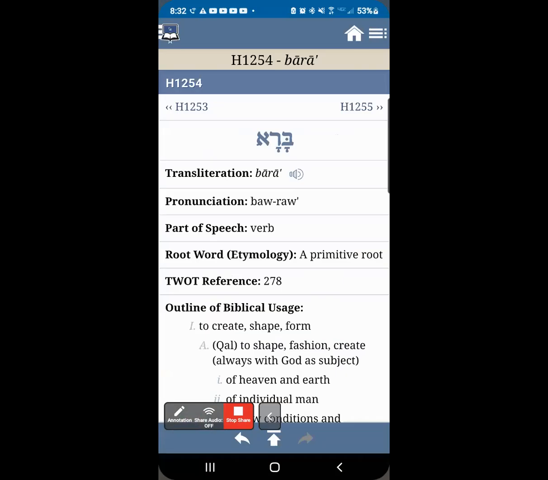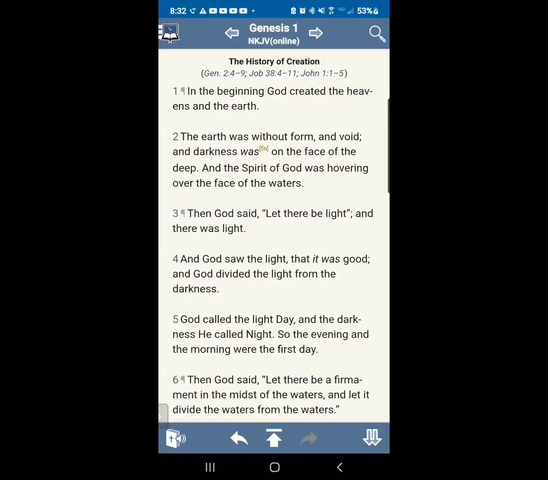So in the beginning, God created the heavens and the earth. The earth was without form and void, tohu vabohu, and darkness was on the face of the deep. And the Spirit of God was hovering over the face of the waters. Then God said, let there be light, and there was light. And God saw the light that it was good, and God divided the light from the darkness. God called the light day, and the darkness he called night. So the evening and the morning were the first day.